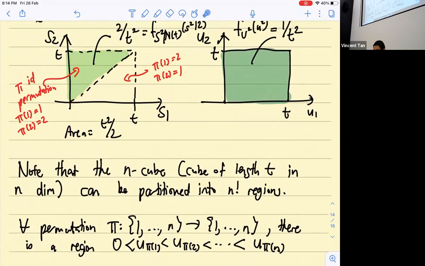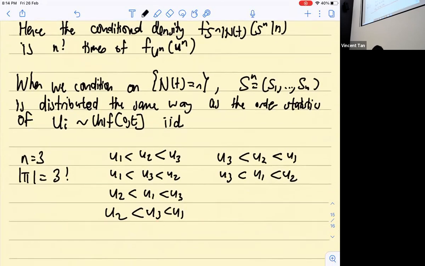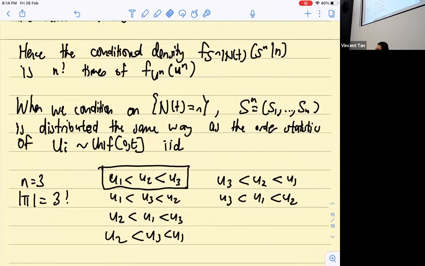And previously, I drew a 3-dimensional picture for the n equals 3 case. Okay? So for the n equals 3 case, we only care about the identity permutation, which is this guy here. And this is 1/6 of the total space, of the total volume. The total volume is T cubed. All right, this is 1/6 of it. Any questions? This part is very deep. It's not very deep, but it's actually very interesting. Okay. Any questions?